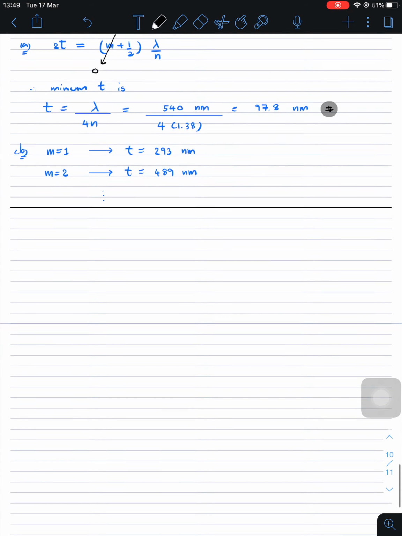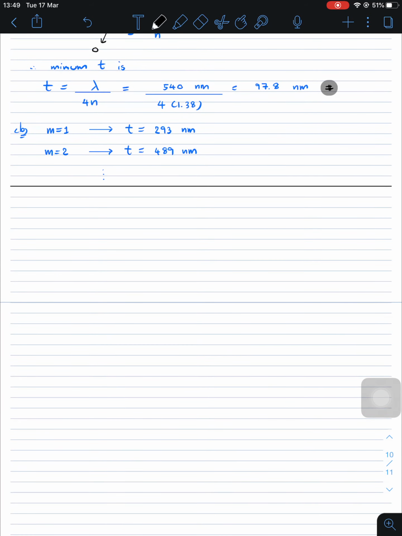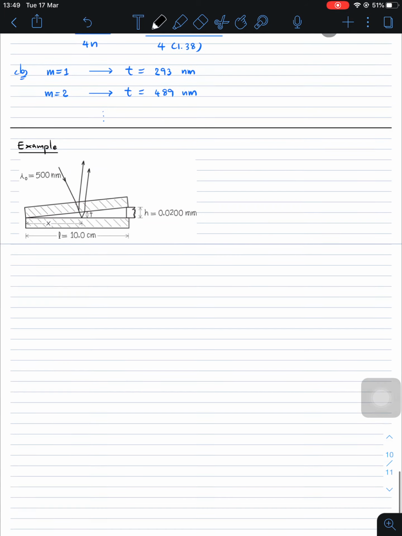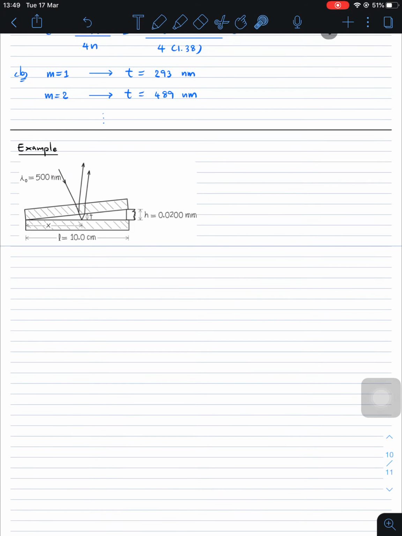Okay, another example. Let me write it down. If we have this type of structure, we have two glass slabs, making some angle here, with something that makes this one incline. The thickness of the glass is really large compared to the height at the edge. We have the length of the glass slab equal to 10 centimeter with the small l, and the incident wavelength equal to 500 nanometer.